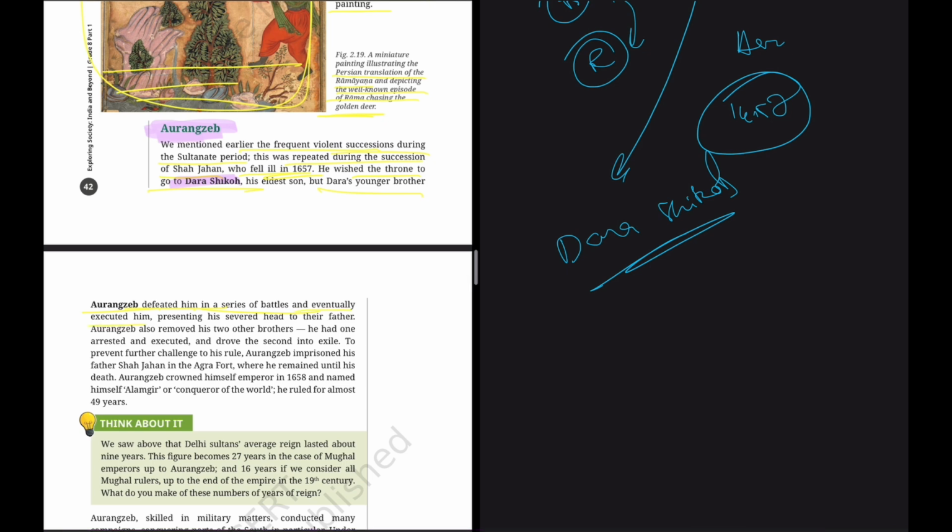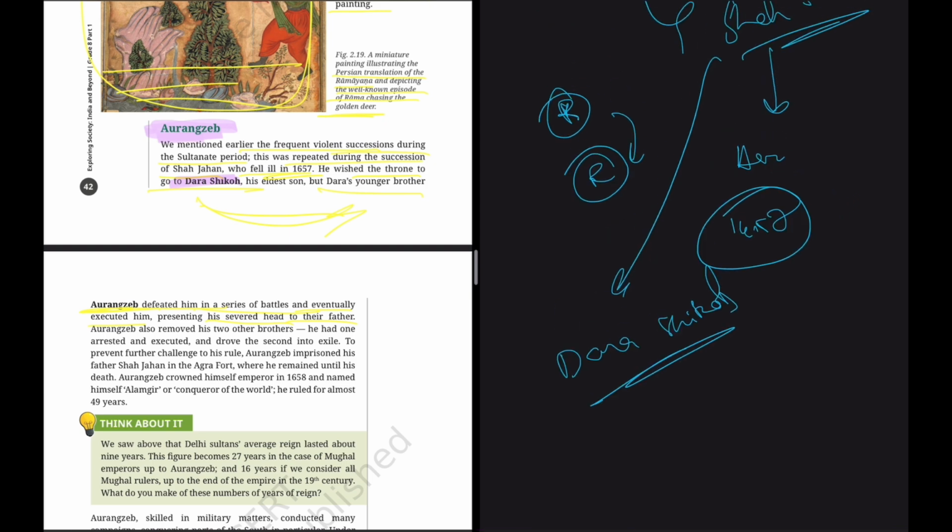So Dara's younger brother Aurangzeb fought battles with Dara Shikoh and eventually executed, that is, killed Dara Shikoh, presenting his severed head to their father. So Shah Jahan, who was ill, thought of giving the kingdom to Dara Shikoh, but Aurangzeb fought battles with him, executed him and took his head to Shah Jahan. And Aurangzeb also removed his two other brothers. He had one arrested and executed, and drove the other into exile.